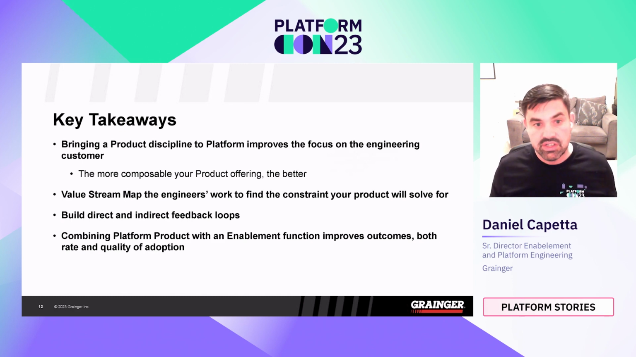Once we've created that first iteration of a product, we want to make sure that we're building both direct and indirect feedback loops into the product offering. Again, our direct feedback loops are our platform engineering teams engaging with those software engineering teams or those product groups that are using our capabilities, as well as instrumenting our platform products in the same way you'd instrument any kind of e-commerce product, so you understand how customers are using it, both through talking to them and data that's coming out of the system. And lastly, and most importantly, by combining platform products with enablement functions under our enablement and platform engineering umbrella, we're able to both improve the rate and the quality of adoption. Again, in this case, we were able to make vulnerability management far more integrated into the ways of working.